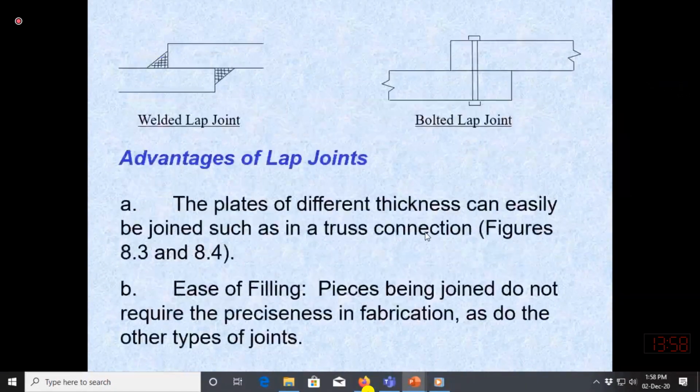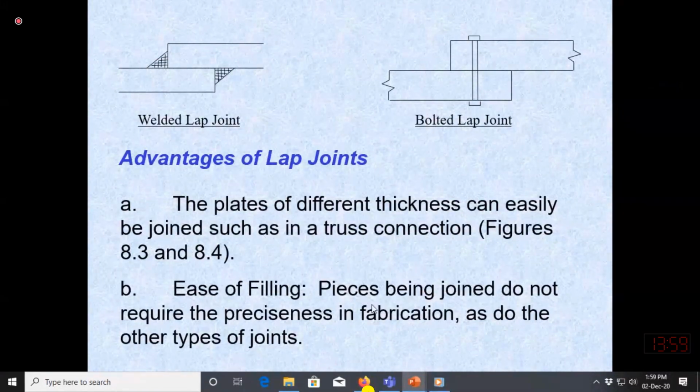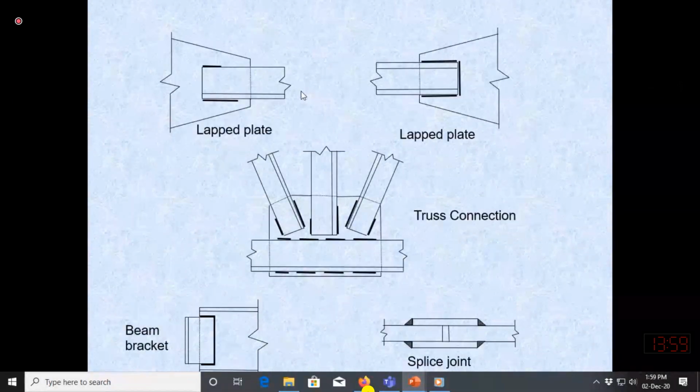But here, even though both plates have different thicknesses, they can simply be arranged in a lap manner and may be welded at the edges or connected with the help of fasteners. Ease of fit-up: the pieces being joined do not require preciseness in fabrication, unlike the other types of joint, so the length may not need to be precise. So the connection of our member with the help of the gusset plate will be a lap joint.